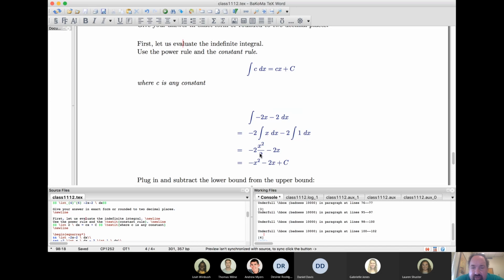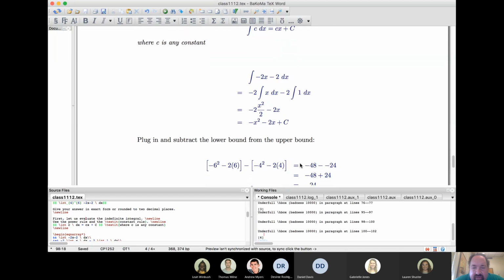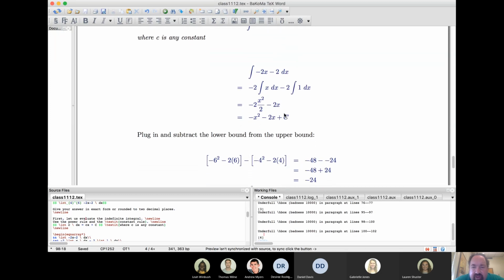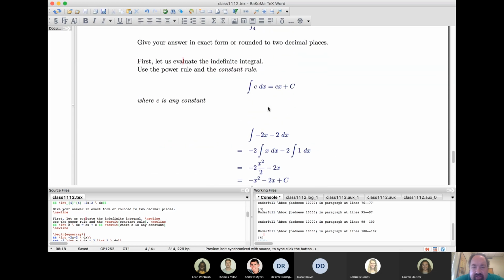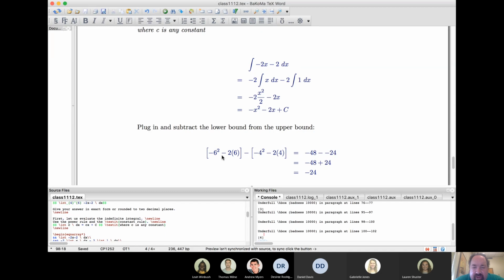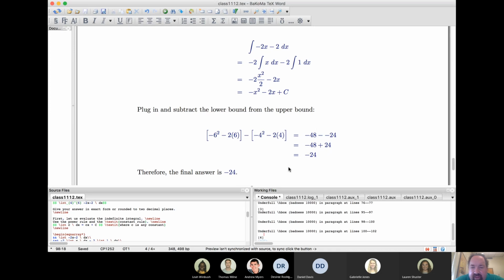So from x, we get x squared over 2. And then from 1, we just get x. That's the constant rule here. And then this is our antiderivative. So now we ignore the plus c, and we go ahead and substitute the limits, which are 4 and 6. So upper limit is 6, so we plug that in first, minus the value at the lower limit. And this is our result.